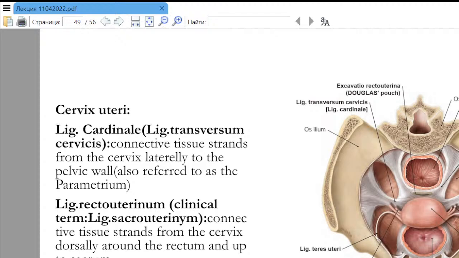Ligamentum recto-uterinum, a clinical term, ligamentum sacro-uterinum. Connective tissue strand from the cervix dorsally around the rectum and up to the sacrum.